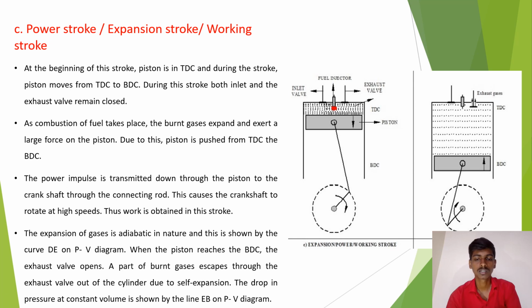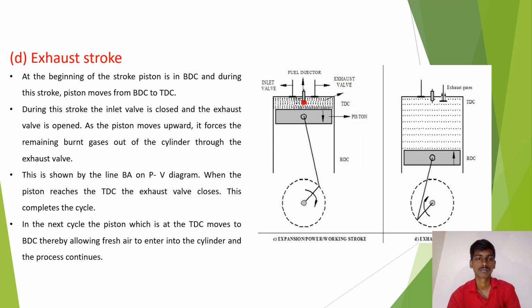When the piston reaches the BDC, the exhaust valve opens. A part of the burnt gases escapes through the exhaust valve out of the cylinder due to self-expansion. The drop in pressure at constant volume is shown by the line EB on the PV diagram.